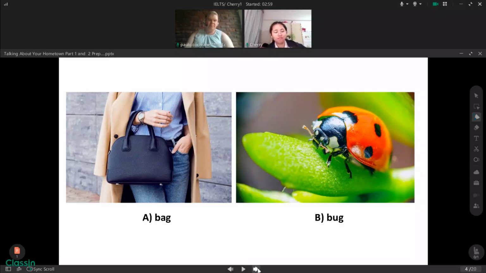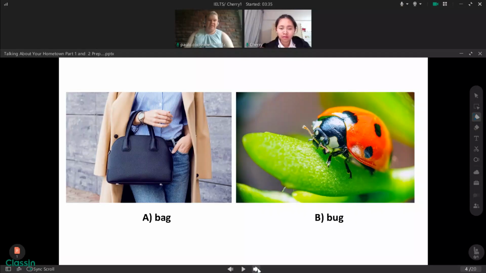Bag. Bag, and you can have a bag to work, and bug is a small animal. He likes to sit in a leaf.